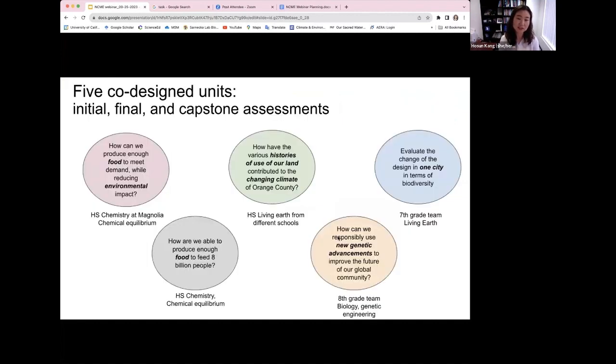So in this project, 5 teams of teachers developed co-designed units while we grappled with equity and justice. And you see the title of the big idea of each co-designed unit, but each unit must include an initial assessment, a final assessment, and a capstone project.